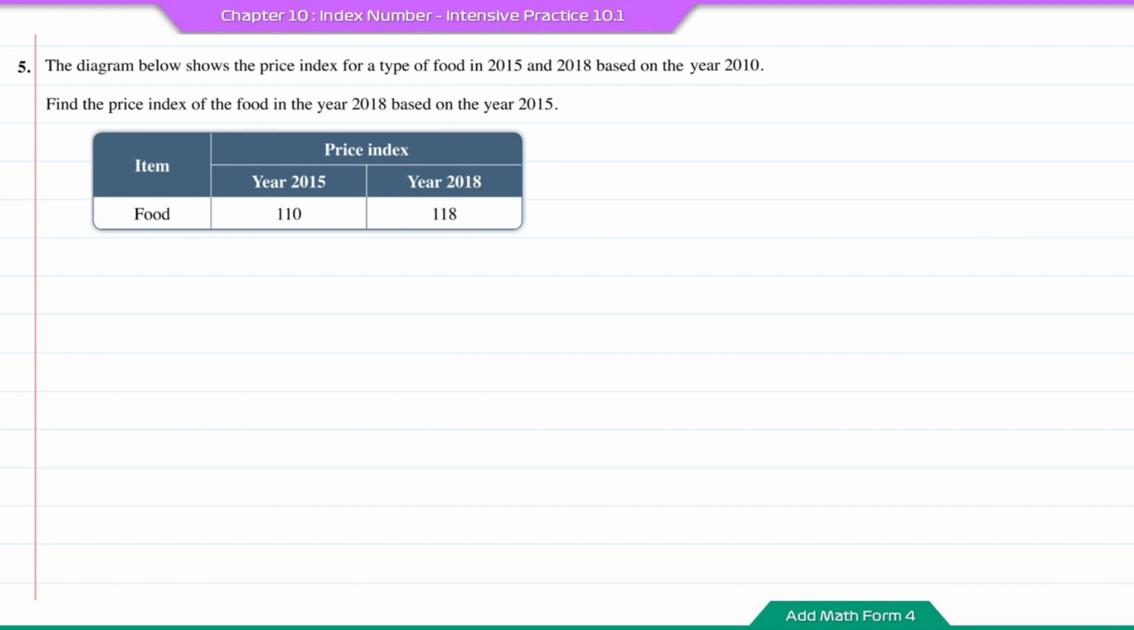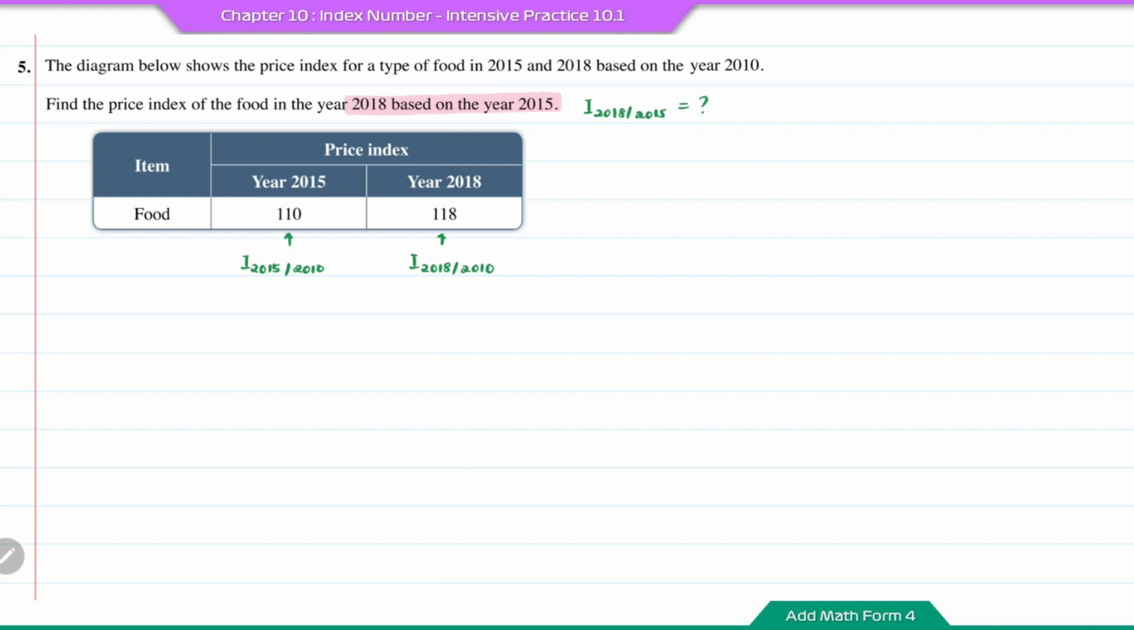Question number 5. The diagram below shows the price index for a type of food in 2015 and 2018 based on the year 2010. Find the price index of the foods in the year 2018 based on the year 2015. So the value 110 in the table here is the price index in the year 2015 based on 2010, whereas this 118 will be the price index in the year 2018 based on 2010. And the price index that we want to find will be in the year 2018 based on 2015.